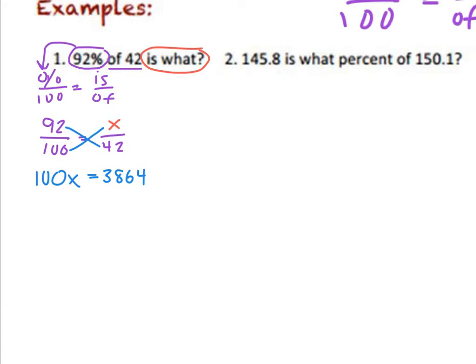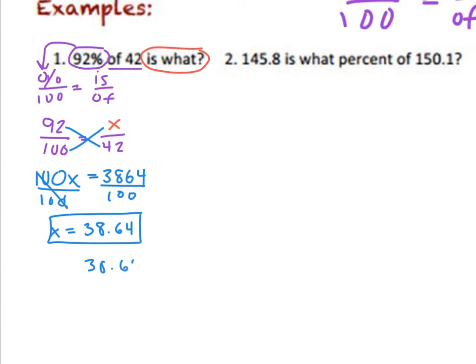That's okay. Now, solving this one-step equation, I'm going to divide by 100. Hopefully you guys are getting used to these things. And x is going to equal 38.64. Okay, and now I am looking for the "is" portion of this. This is not the percent, so that is my answer. So what this is saying is that 38.64 out of 42 would be equivalent to 92%. Again, it's looking then at a proportion.